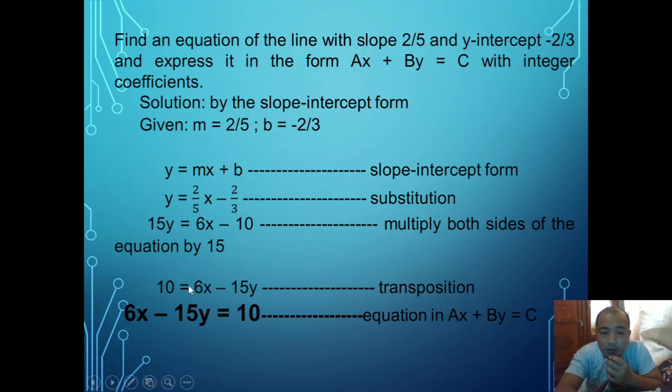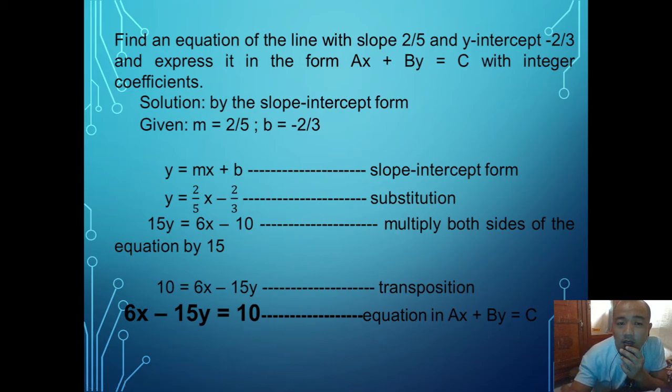By transposition, transpose natin yung 15y, magiging 6x minus 15y, transpose negative 10 to the left side, positive 10. This is now equivalent to 6x minus 15y equals 10 in the form ax plus by equals c. Right? That is how we find the equation of a line given the slope and y-intercept of the line.